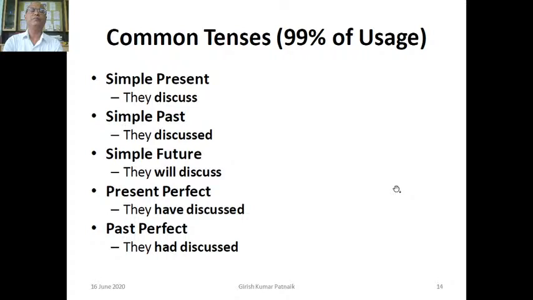So when you write a paper, the common tenses that we generally use, 99% in a paper, are simple present, simple past, simple future, present perfect and past perfect. I have given the example, and I know you are a bit familiar with these tenses. Simple present: they discuss. Simple past: they discussed. Simple future: they will discuss. Present perfect: they have discussed. Past perfect: they had discussed.